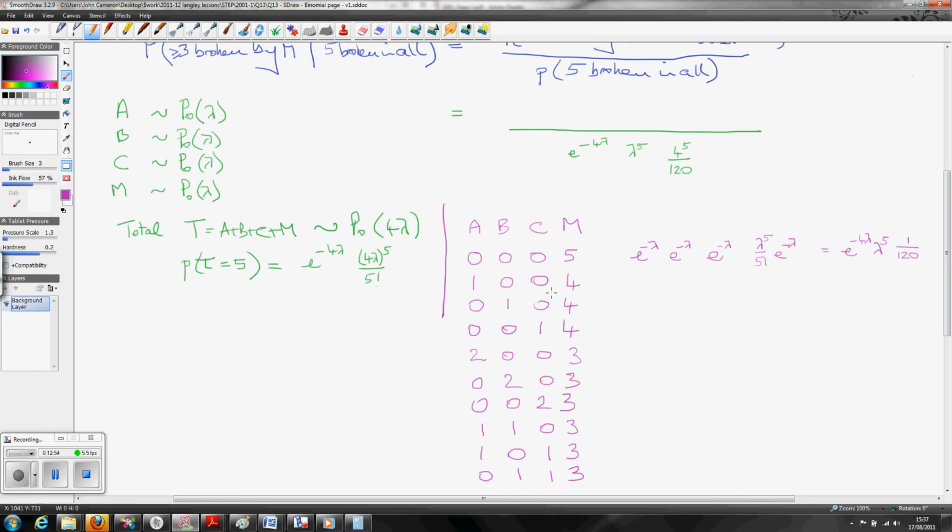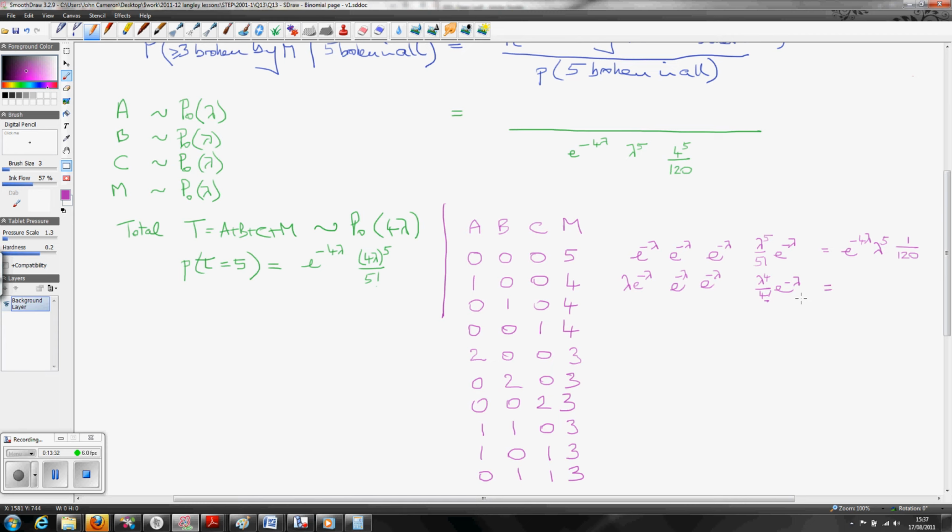Okay, so let me work out the next one. So this one is the probability that A breaks 1 plate, and B breaks 0, and C breaks 0, and M breaks 4. So the probability that A breaks 1 plate is lambda e to the minus lambda. The probability that B breaks 0 is e to the minus lambda. And the probability C, e to the minus lambda. And the probability that M breaks 4 is lambda to the power 4 over 4 factorial, e to the minus lambda.